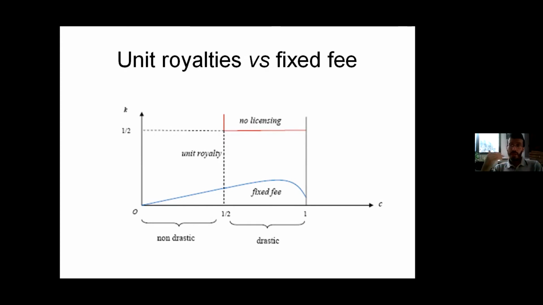So what we are saying here is that you might have that fixed fee is preferred to per unit royalties, even if the patentee is an insider, so it's competing against the licensee in the same industry. This happens provided that the capacity constraint of the patentee is strong enough, so K is sufficiently low. And you have this both in the case of non-drastic innovation and in the case of drastic innovation.